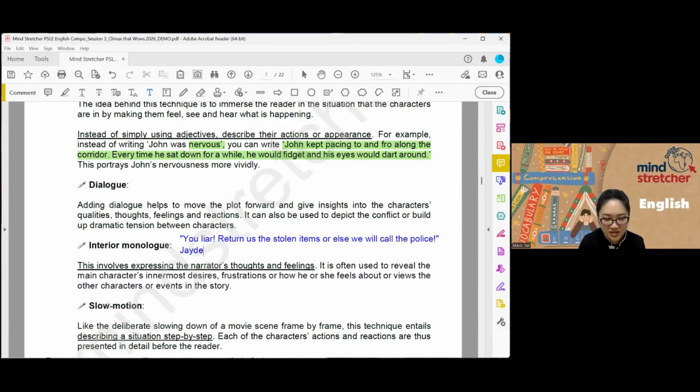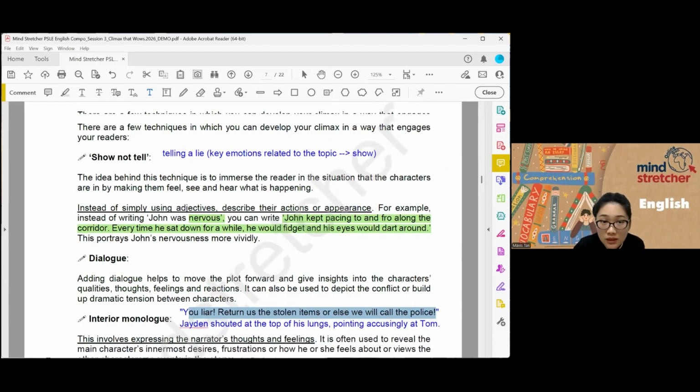Jaden, is there any Jaden here? Shouted at the top of his lungs. And then if you want to add an action, pointing accusingly at Tom or something like that. Okay? So it must be super important to the plot. Again, related to the theme.